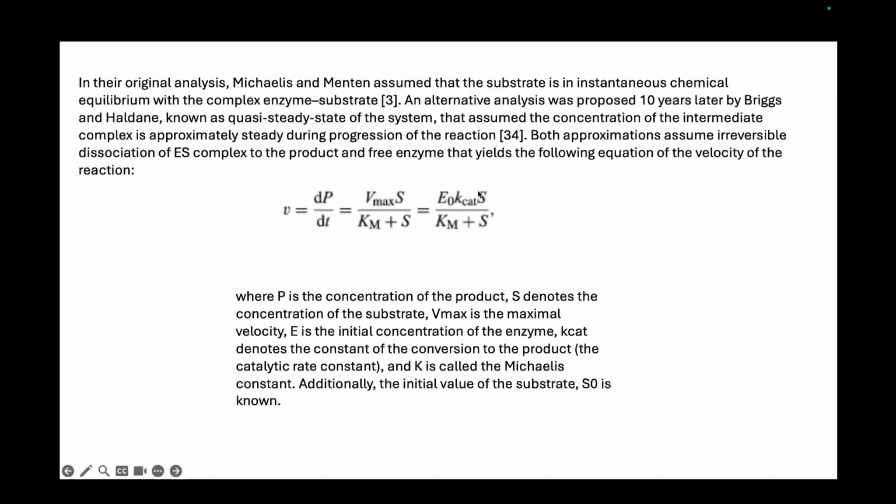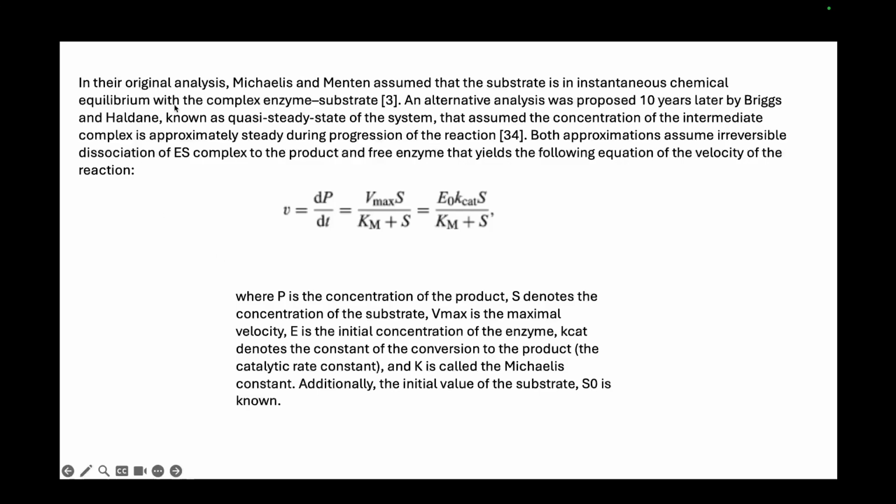The equation will look like, E naught, which is the initial E naught, Kcat is basically a constant, into S, which is the substrate concentration, and Km, which is defined famously as the Michaelis-Menten constant. That will be, this is also a constant, plus the substrate.